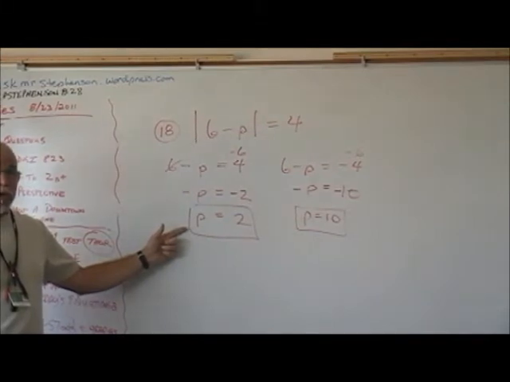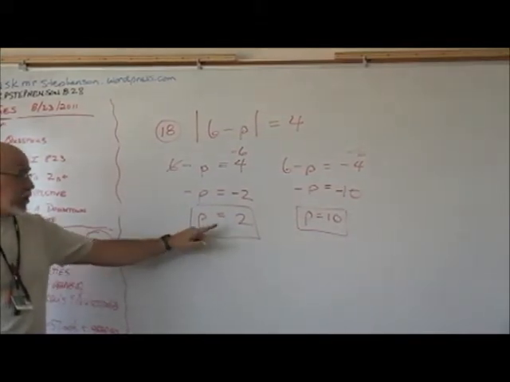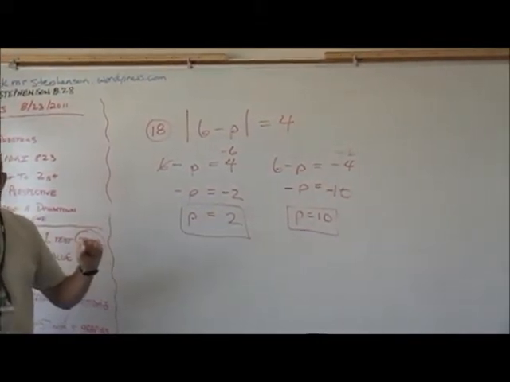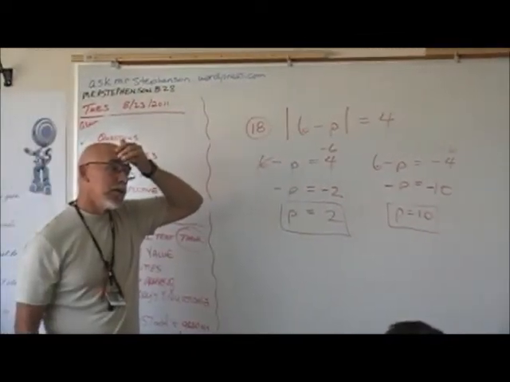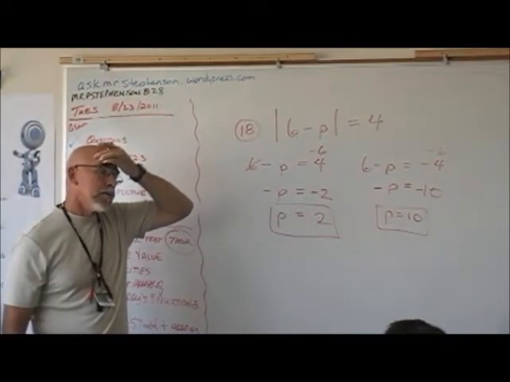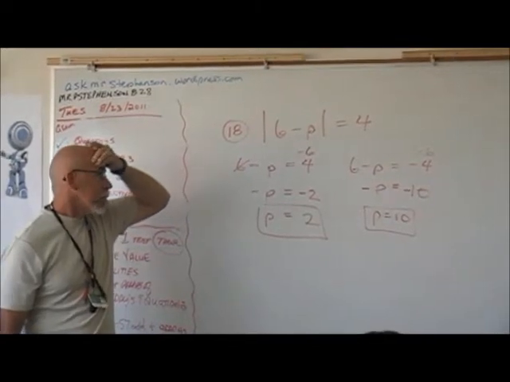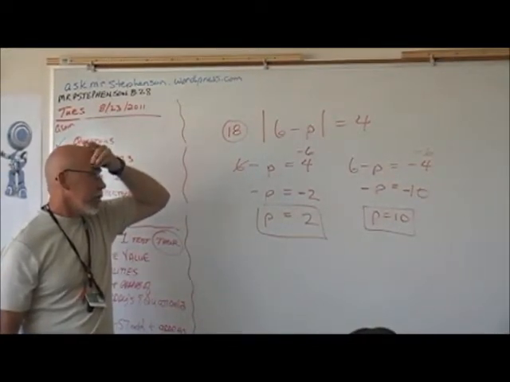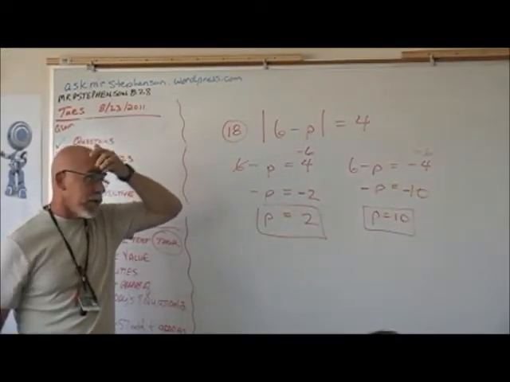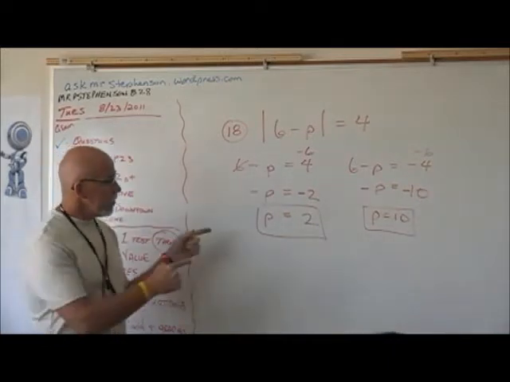Are you okay with what you turned in yesterday? Did you get positive 2 and positive 10? If you had negative P equals negative 2 plus 4, and then you're changing the signs of both things, so you have 2 minus 4. Yeah, or add them together first, and then okay. Just change that one. Okay. So now we've got two values.